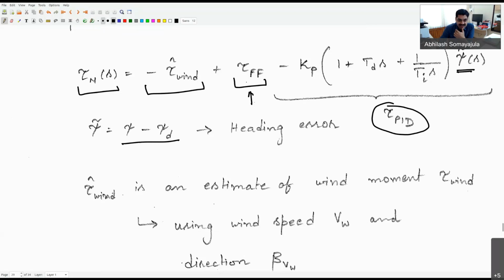As I said, this tau wind hat is an estimate of the wind moment, tau wind. We may not precisely know what the exact tau wind is, so we are making our best guess estimate of what it might be, and we are feeding it forward into our control law so that it can be compensated for. This estimate is derived using sensors for the wind, which measure the wind speed and wind direction. Based on that and the geometry of the hull form that we know, we can estimate the moment which should come onto the ship from the wind.